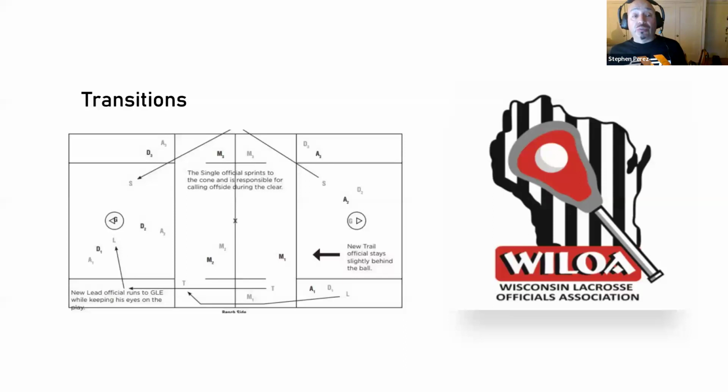Old trail to new lead. Do your best to get to the goal line, because that's what's most important. The thought is, oh, you've got to beat it. It's like, we're not 17 or 18-year-old kids, and the ball goes a lot faster than we do. Just do your best to keep everything in front of you and not get in the way.